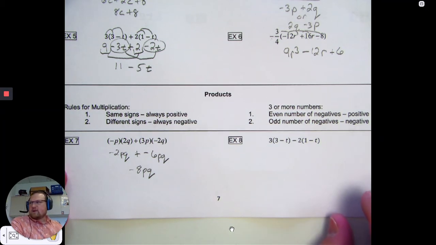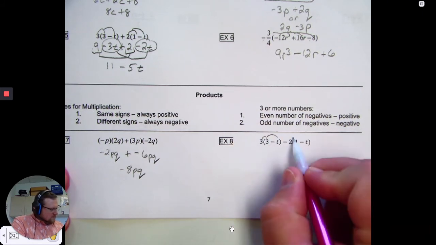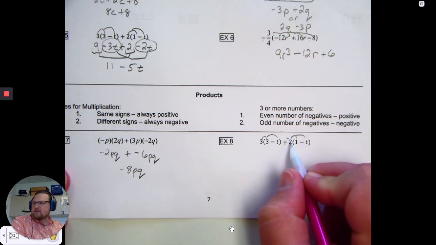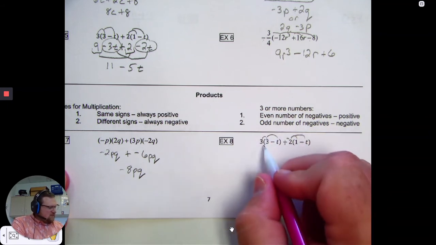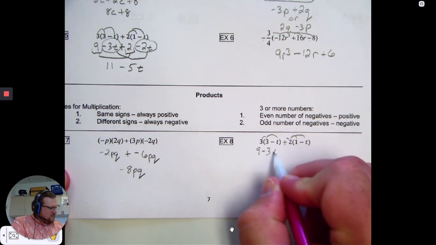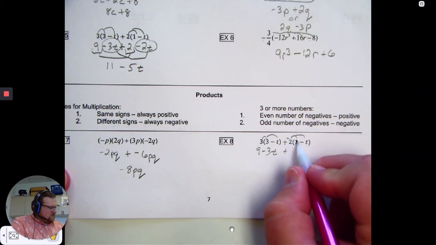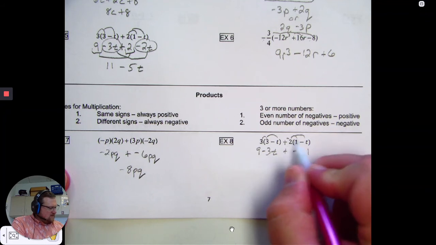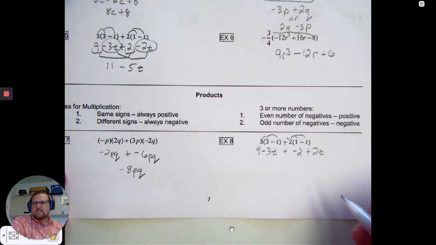Okay, on to number 8 here. We have to distribute the 3 to this front part and this negative 2. So I'm going to change this to plus and negative, so that way I'm distributing this negative 2 to the back part. Okay, just to make sure we remember to distribute that minus. So 3 times 3 is 9. 3 times the negative t is a negative 3t. I'm going to put plus because I switched that to plus and negative. So negative 2 times 1 is a negative 2. And a negative 2 times a negative t, well, a negative times a negative is a positive. So it's actually plus 2t.